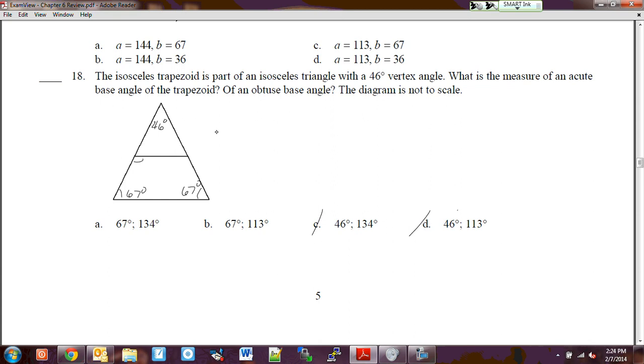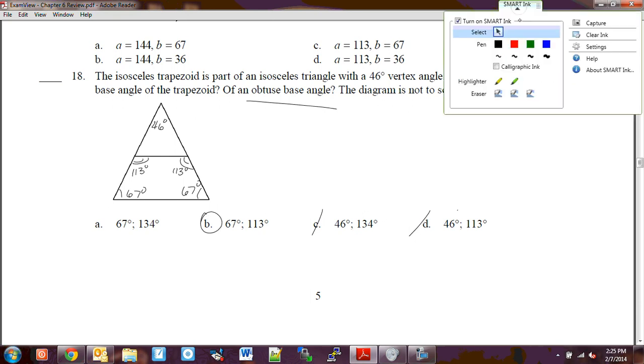Now it says an obtuse base angle. Well, the obtuse base angles are these two up here. Since it's an isosceles trapezoid, we also know they're congruent as well, so we only have to find one of them. Well, in a trapezoid, these two angles here are supplementary. So all we have to do is 180 minus 67, and that gives us 113 degrees for both of these angles. So it looks like our answer for 18 is B. All right. Moving right along.